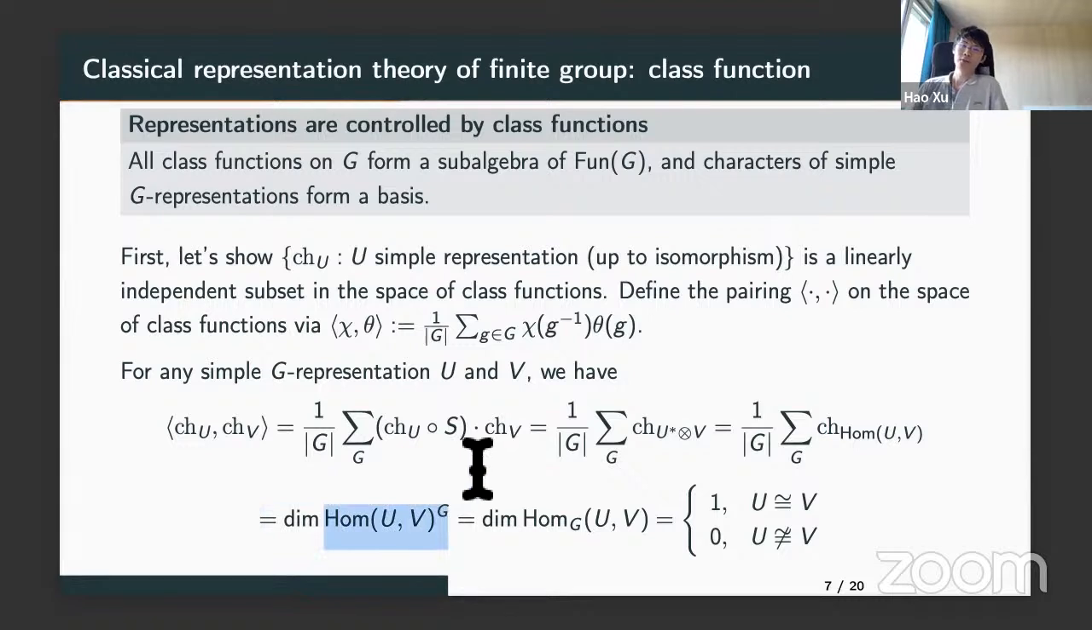This space is the G fixed point of linear maps from U to V, but that is by definition the space of G representation homomorphisms from U to V. And finally, we apply Schur's lemma to obtain the result. So this implies irreducible characters are linearly independent.